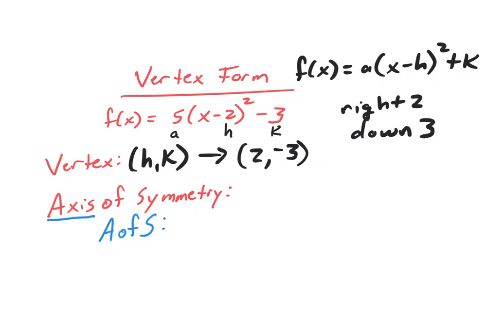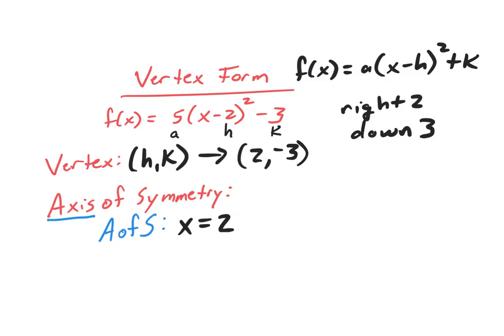The axis of symmetry is the line that goes right down the middle of the graph. Okay? The axis of symmetry is always going to go through the x value of the vertex. So if my x value is 2, my axis of symmetry here would be x equals 2.